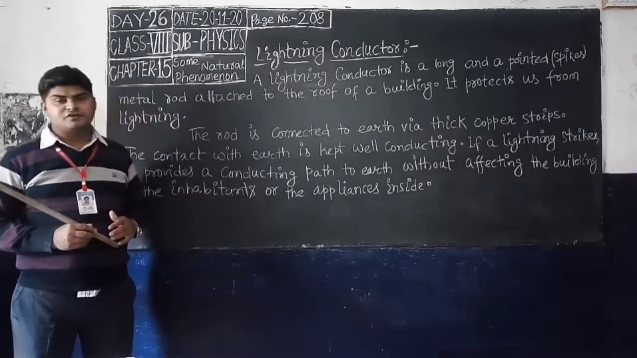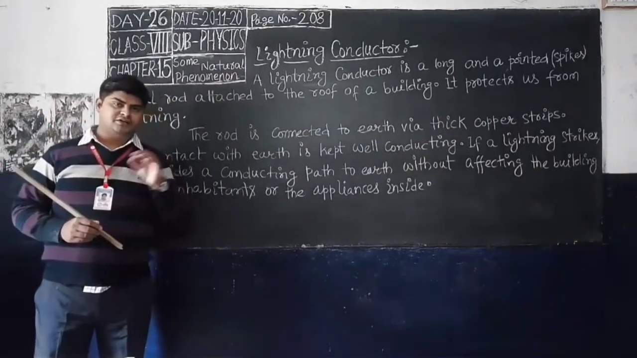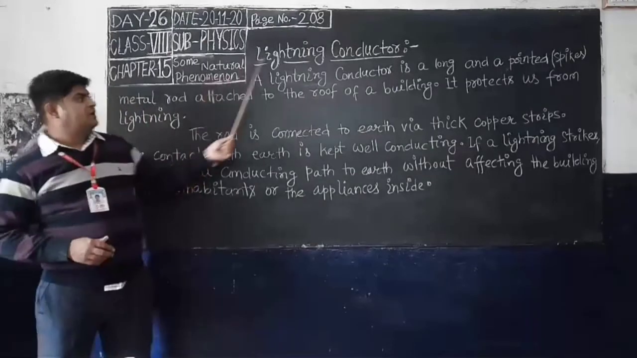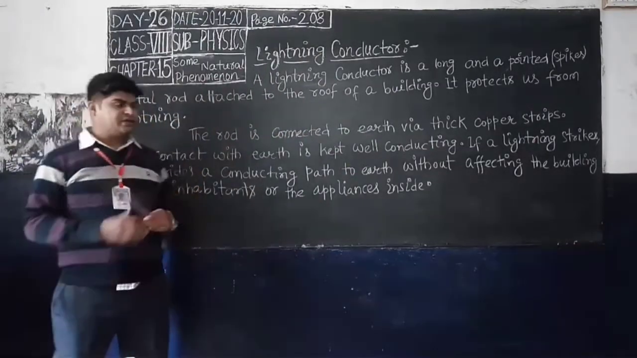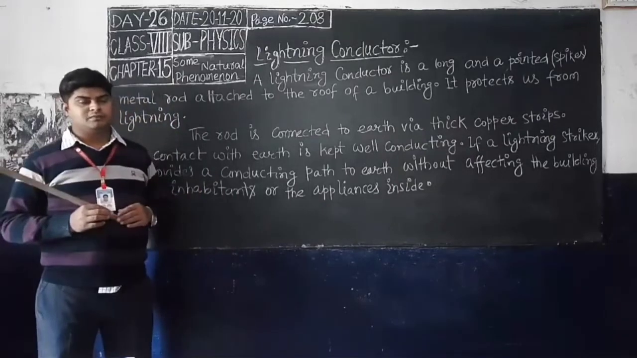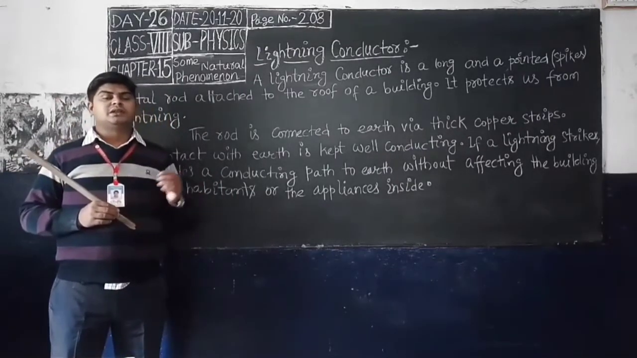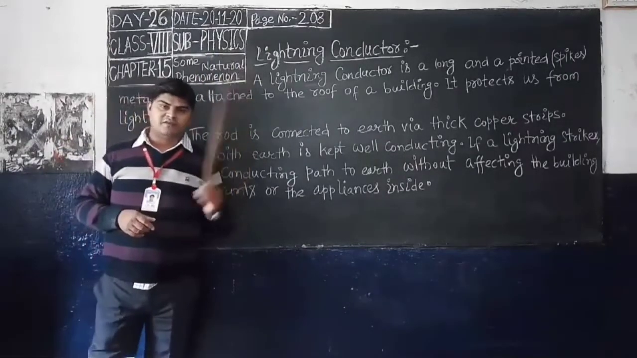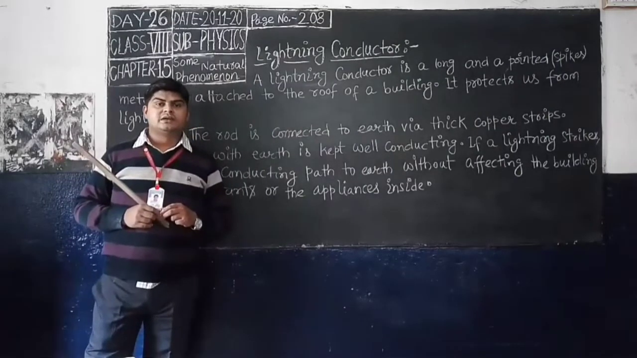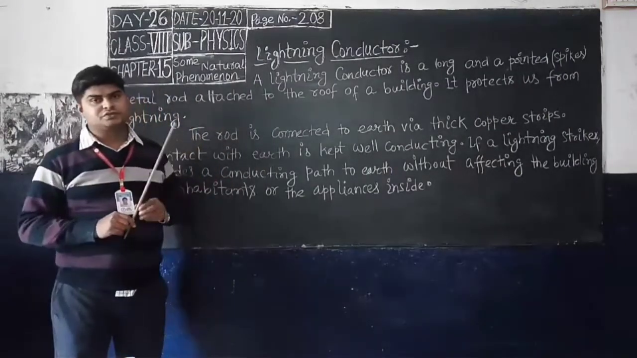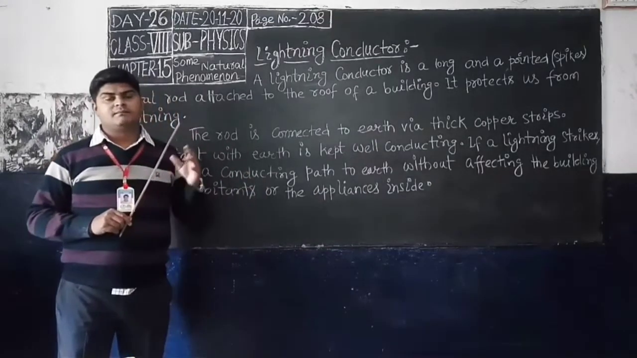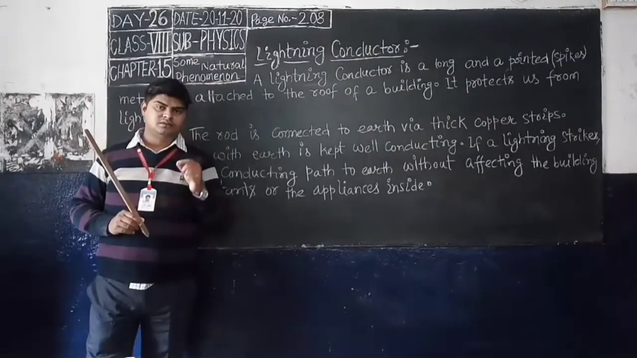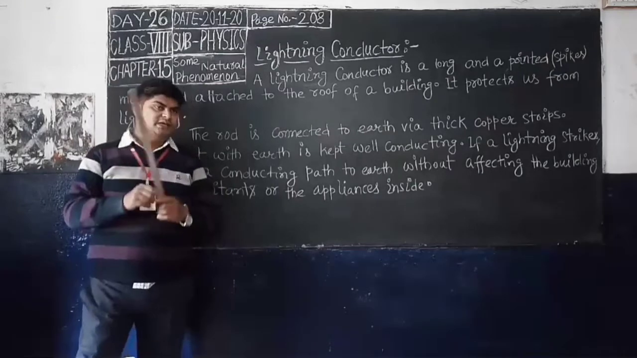Kindly sit with pen, notebook and your science book, turn to page number 208 and see the topic lightning conductor. You have seen that when a new building is built, a rod is put in the corner of the wall at the roof. Why? This rod is used to save the building from thunderstorm. This rod is called a lightning conductor.